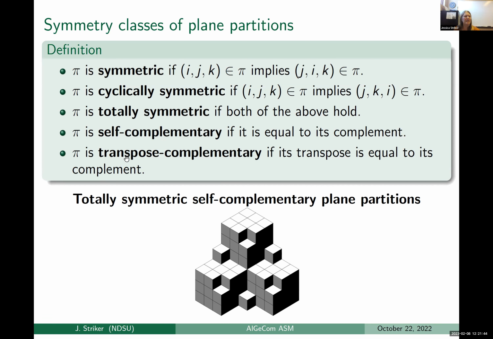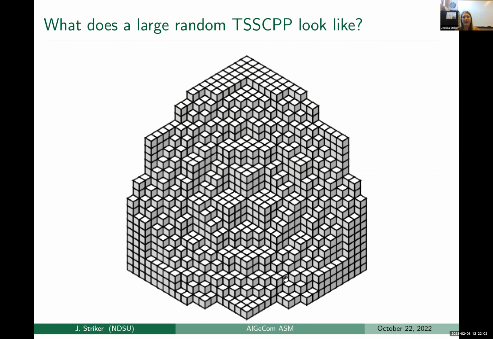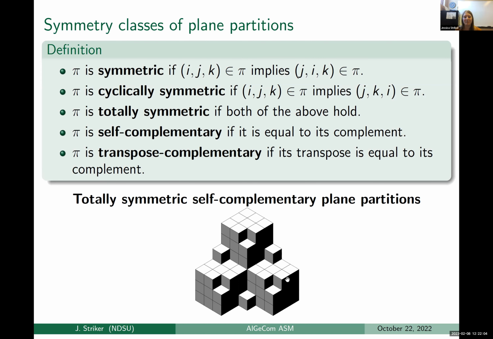And then there's something else called transpose complementary also. So it turns out all the different combinations of these symmetries have nice product formulas, and it took some time for all of them to be proved, but they're all proved now. I started talking about enumeration first.